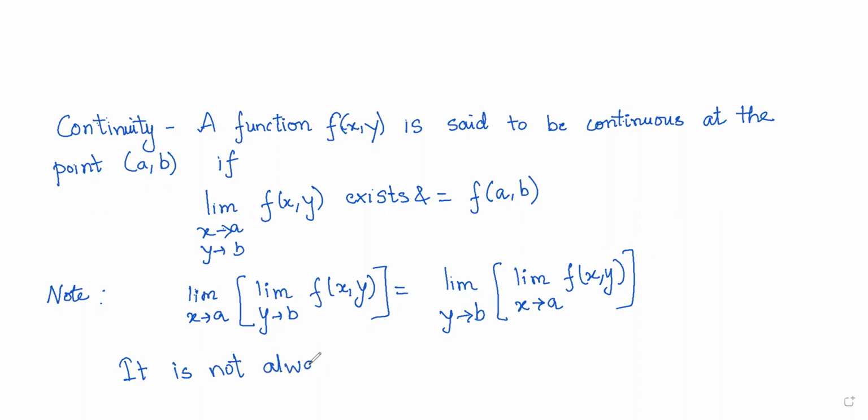So once again, the function is said to be continuous if the limit as x tends to a and y tends to b of the function f(x,y) exists and is equal to f(a,b), and the limit x tends to a then limit y tends to b of f(x,y) is not necessarily always equal to the limit y tends to b, limit x tends to a of f(x,y). So based on this, we will solve some problems.